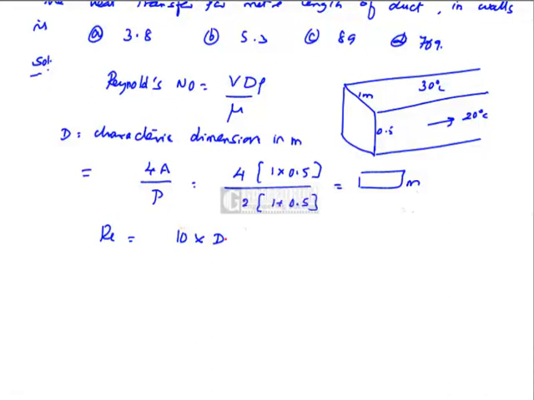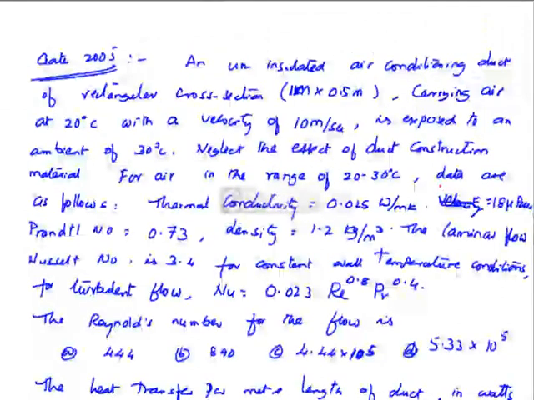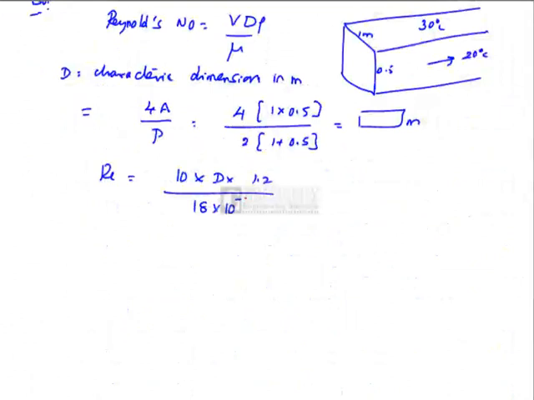Characteristic dimension is already known. Density is given as 1.2. Mu is, please check the data here. It is not velocity here, it is viscosity. I had wrongly mentioned velocity, it is viscosity. Please check that. 18 micropascal second, that is 18 into 10 power minus 6. Micro means 10 power minus 6. So we get the Reynolds number. So answer is obtained as 4.4 into 10 power 5. Answer is C. So we have to use the flow as turbulent.